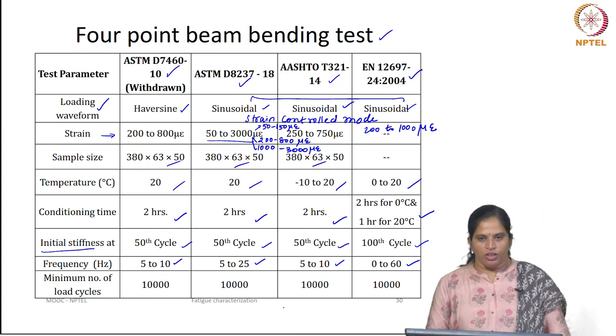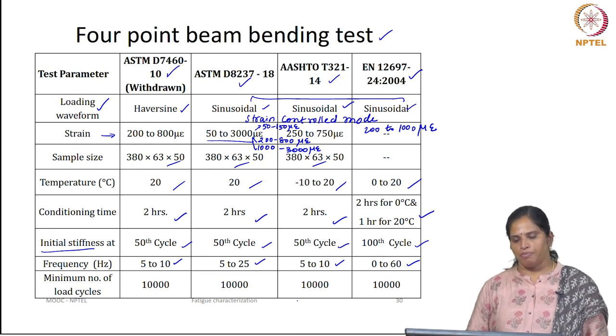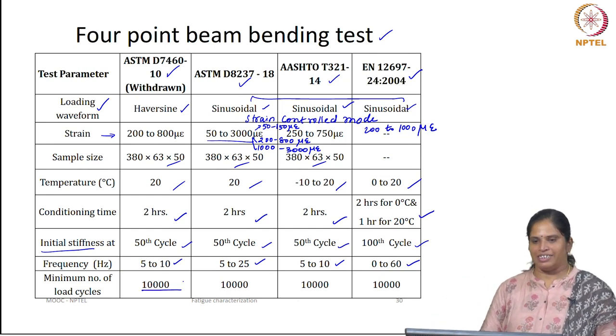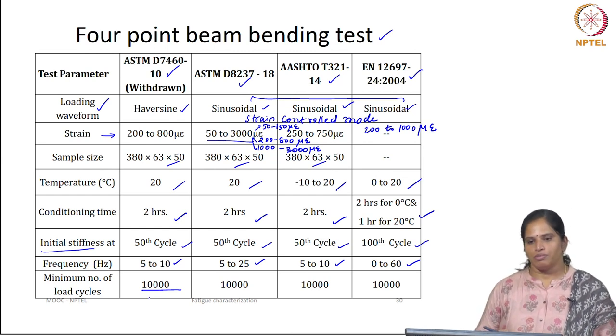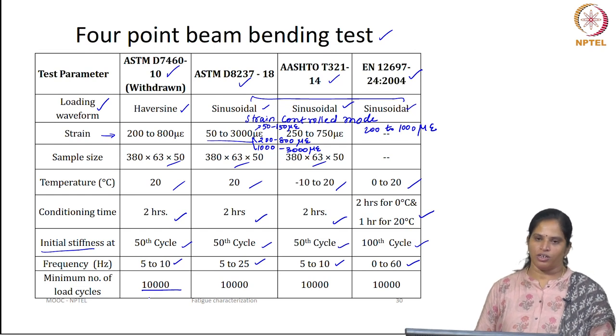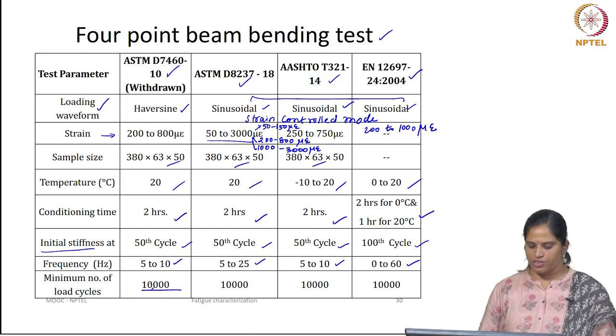So, now you need to pick a strain value or a strain amplitude in such a way that the minimum number of load applications should be 10,000. So, based on this, you restrict your strain amplitude, the higher limit of the strain amplitude. Before failure is reached, you need to subject the sample to a minimum of 10,000 cycles.